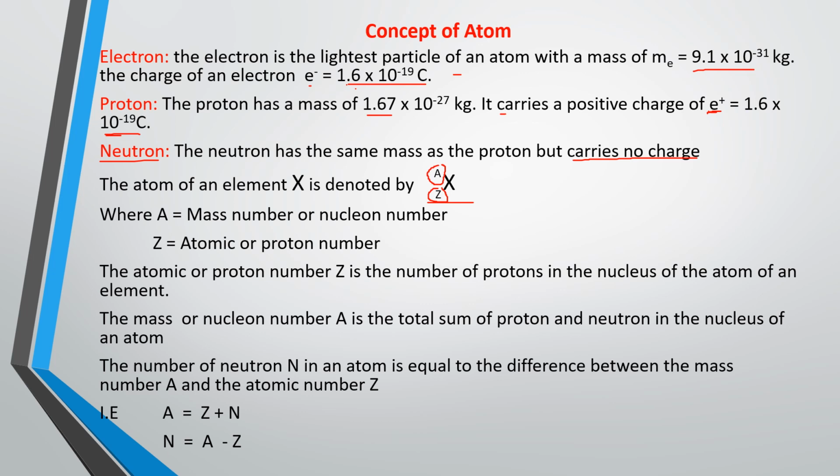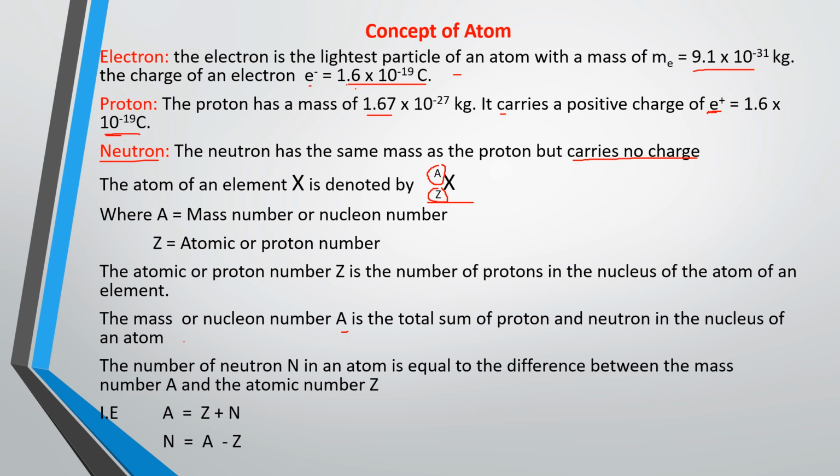while the mass number or nuclear number A is the total sum of protons and neutrons in the nucleus of an atom. I want you to remember that the number of protons in an atom is equal to the number of electrons in the shells of the atom. Okay, so the number of protons is equal to the number of electrons. So if you are given the proton number and you are asked to find the electron number, the number of protons is equal to the number of electrons.